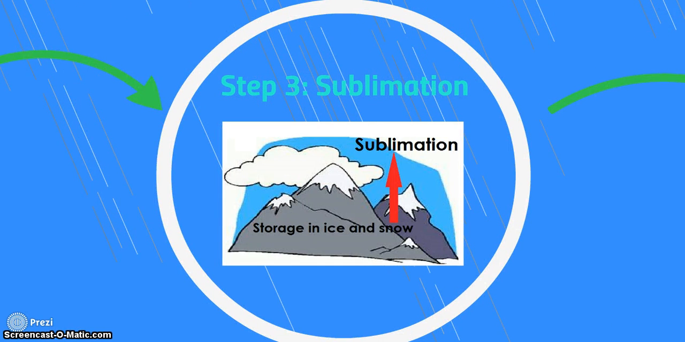Step 3. Sublimation. Apart from evaporation, sublimation also contributes to water vapors in the air. Sublimation is a process where ice directly converts into water vapors without converting into liquid water. This phenomenon accelerates when the temperature is low or pressure is high. The main sources of water from sublimation are the ice sheets of the North and South Poles and the ice caps on the mountains.